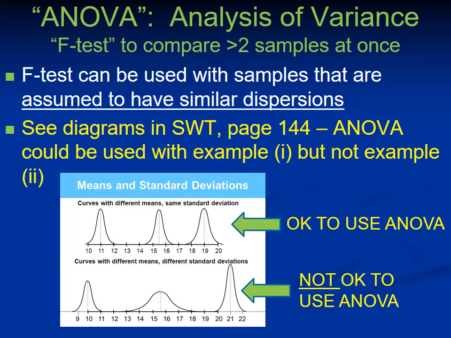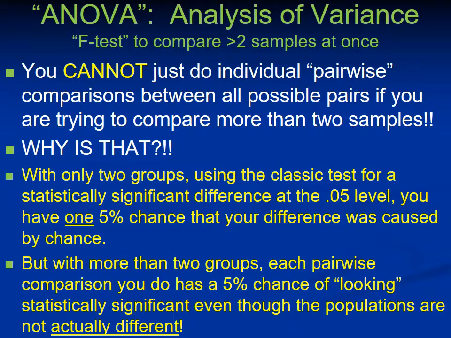But this slide illustrates once again the idea that the F-test can only be used with samples that are assumed to have similar dispersions, just like all the other mathematical tests we've been practicing with. It can't be used with samples that are going to have vastly different dispersions. So Rowntree, I think, explains this pretty well.